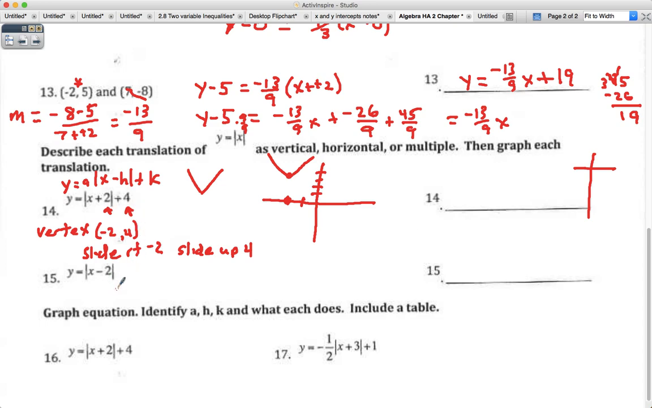For number 15, there's only one movement, and that's going to be horizontal. There is no vertical movement. So I know my vertex is going to be positive 2, 0. So no vertical movement at all. Know your table again. So I move to the right 2 this time. 1, 2. My vertex is there. It looks like this.